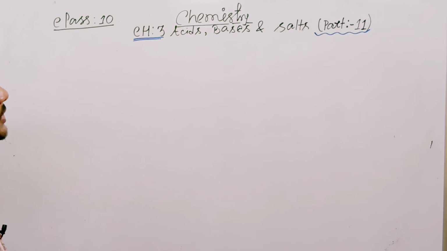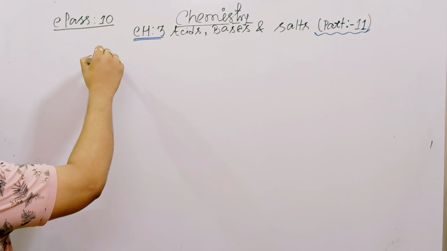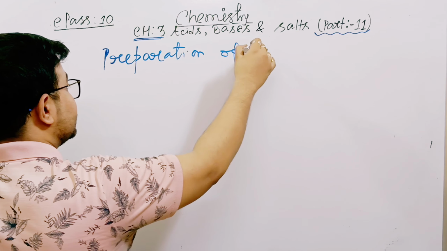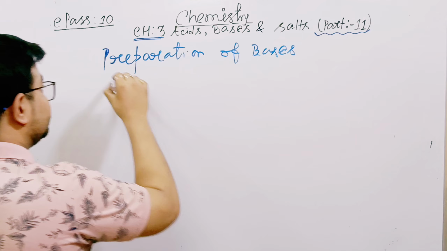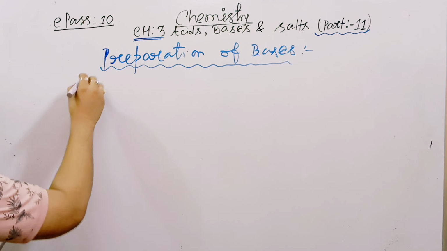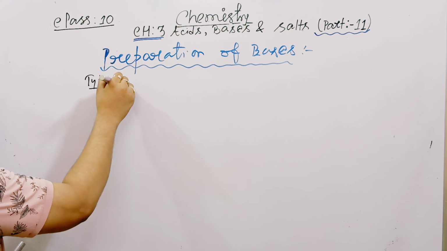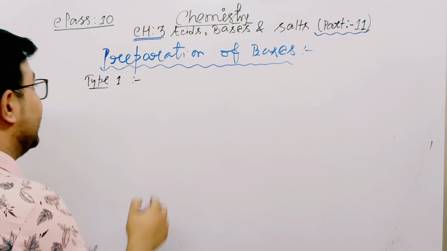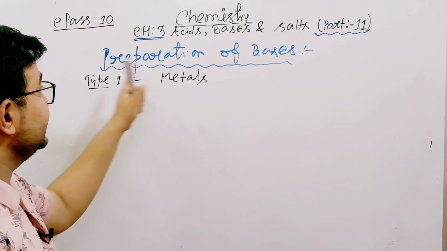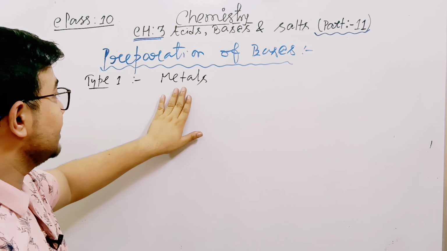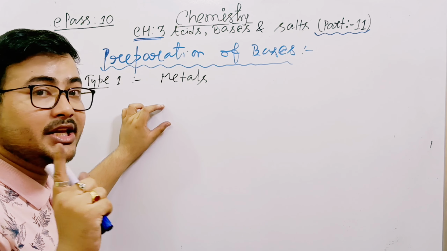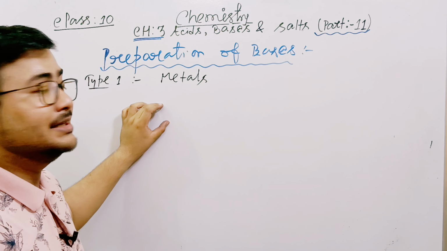Now in this part 11, I will discuss the preparation of bases, or various types of bases. See, this is the first type, type 1: when any metal... choose first. In this type of heading or reaction, always write down the main word along with the example. Example is very important and helpful for understanding the concept.